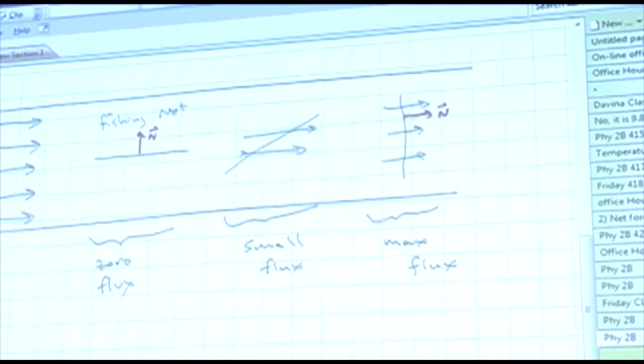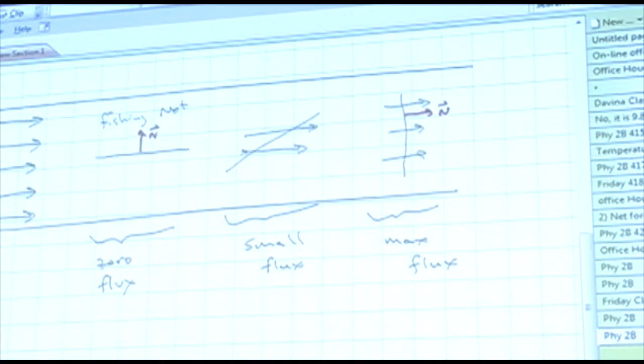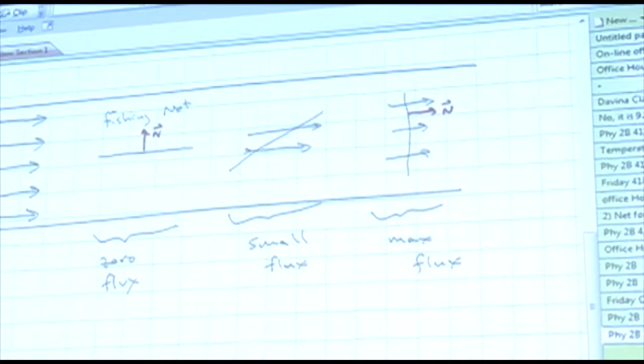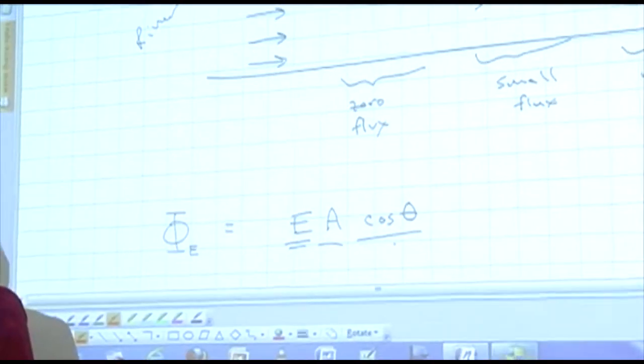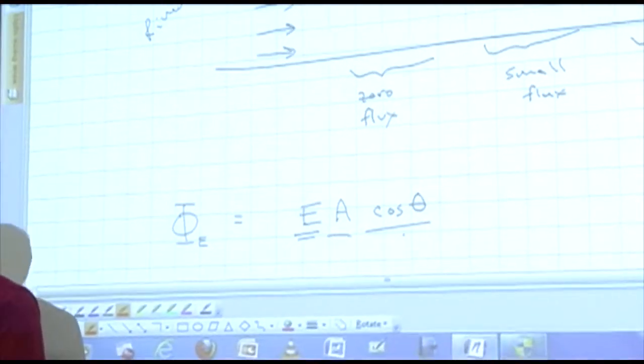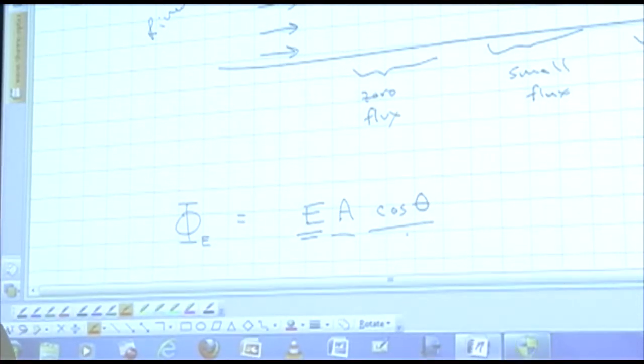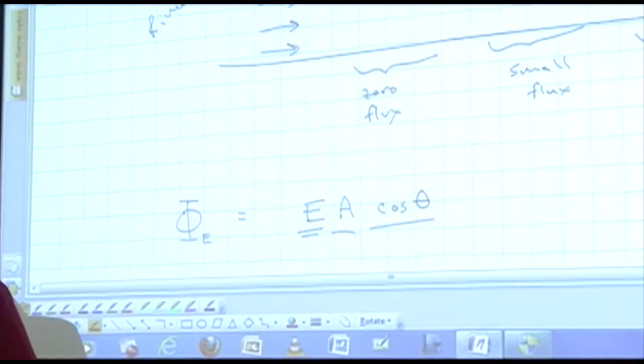I just multiply the electric field times the area. If the electric field is constant over the area, I can do that. If it's not, then you have to integrate. But since we don't integrate in this class, the electric field will be constant over the area. Okay, so I'll just write that here.